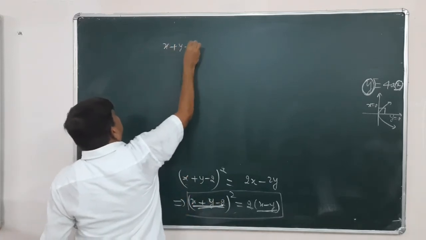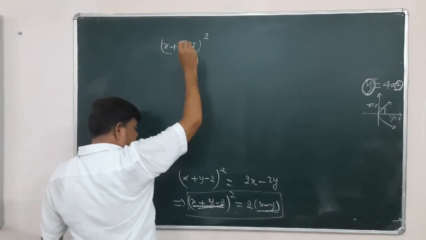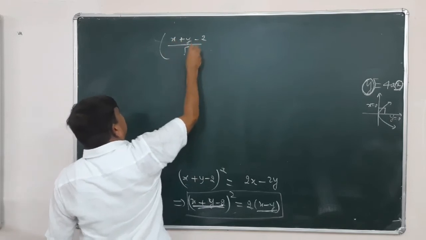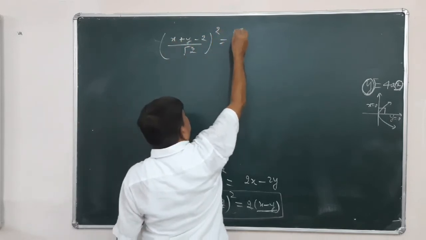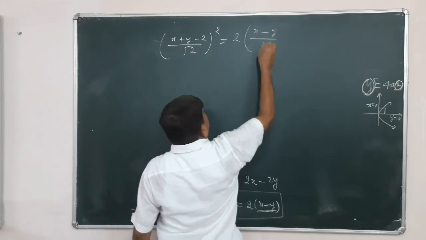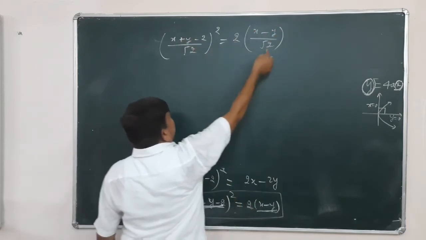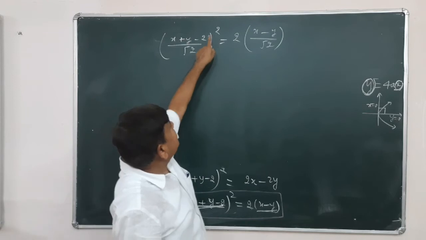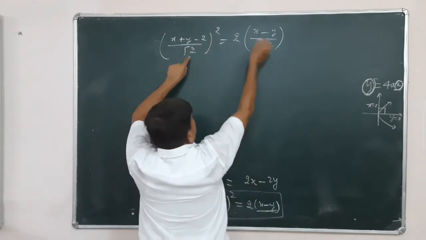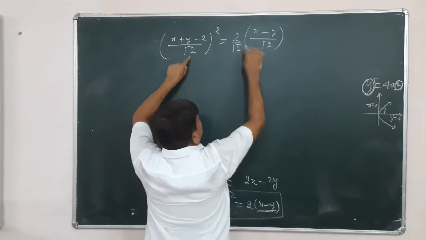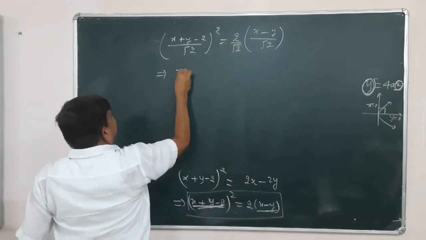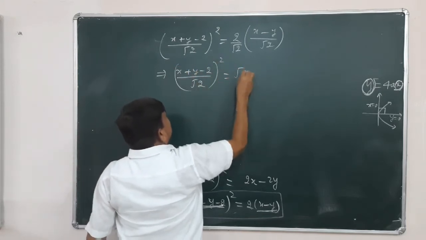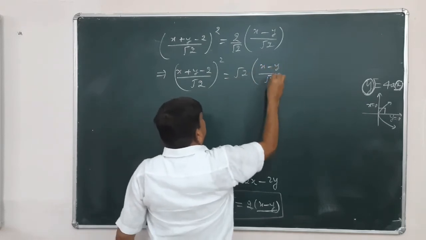So x plus y minus 2 whole square, x plus y minus 2 upon root 2, we introduce this, is 2 times x minus y upon root 2. This part and this part, this term must be identical. Now we balance the constant, here it is root 2 whole square, so this is 2 here, so here I write root 2, so root 2 into root 2 will be 2 and here it is 2, so this is x plus y minus 2 upon root 2 whole square equals root 2 times x minus y upon root 2.